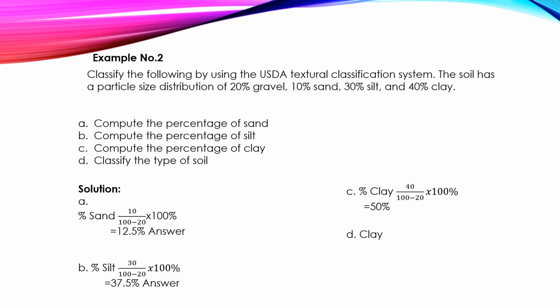Solution. Letter A. Percent sand equals 10 over 100 minus 20 times 100%, which equals 12.5%. Letter B. Percent of silt. 30 over 100 minus 20 times 100% equals 37.5%. Letter C. Percent of clay. 40 over 100 minus 20 times 100% equals 50%. The classification of soil is clay.